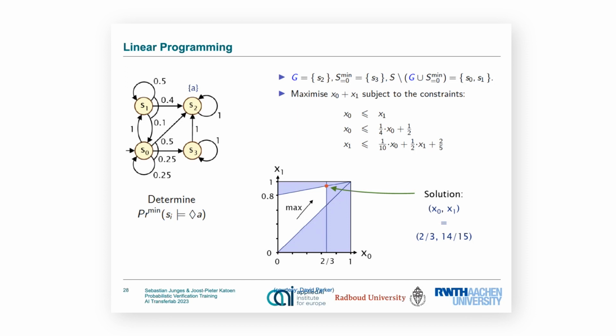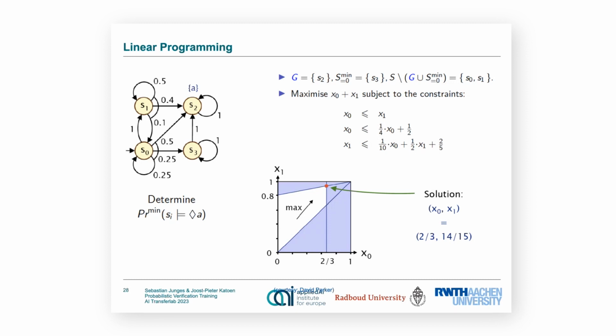Now, what is the worst possible strategy that you can take? Well, the worst possible strategy to reach this A state is, of course, to take the self cycle, because then you will never reach S2. And that means that the probability from S3 to go to S2 is 0. Now, in S2 itself, it's clear the probability is 1. So the only thing that we need to solve is, what are we going to do in S0?